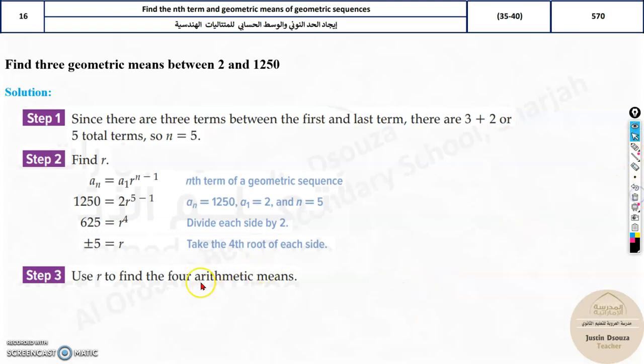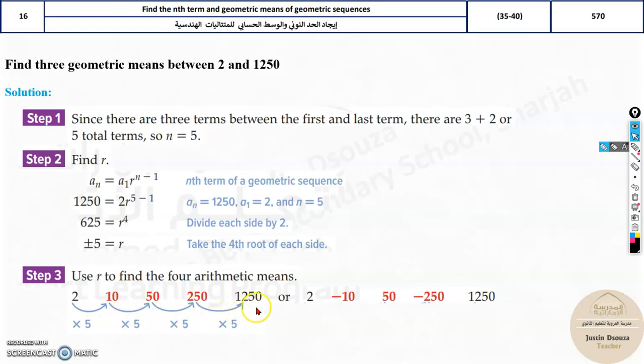Therefore the r can be positive 5. If it is positive 5, multiply 2 times 5, you're going to get 10. Again, 10 times 5. You can see over here, positive 5 is multiplied and you're getting these answers. But what about minus 5? It might be minus 5 as well. So you need to have both these answers. I'll just recall over here that the power is an even power. Whenever you use the radical to remove an even power, there will be plus or minus.